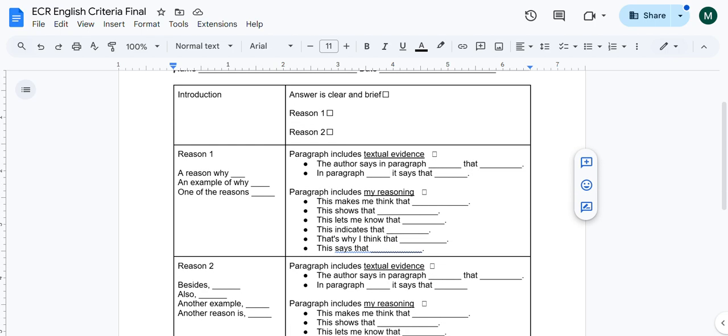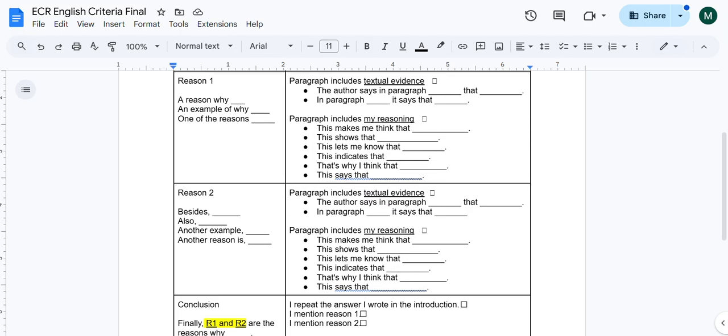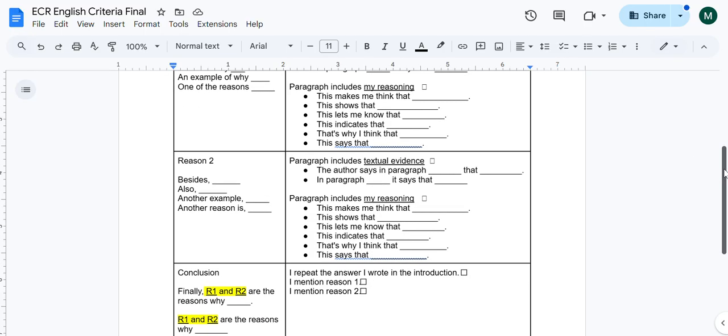Let's look at my reason 1. How did I start? Let's look, did I include text evidence? I did. I used this sentence in the paragraph. Okay. Did I include a reasoning? In my reason 2, how did I start? So these are the sentence starters to the left. And then in here is what you write in your paragraphs. You can modify these sentence starters however you would like. These are just the ones that we used last year.